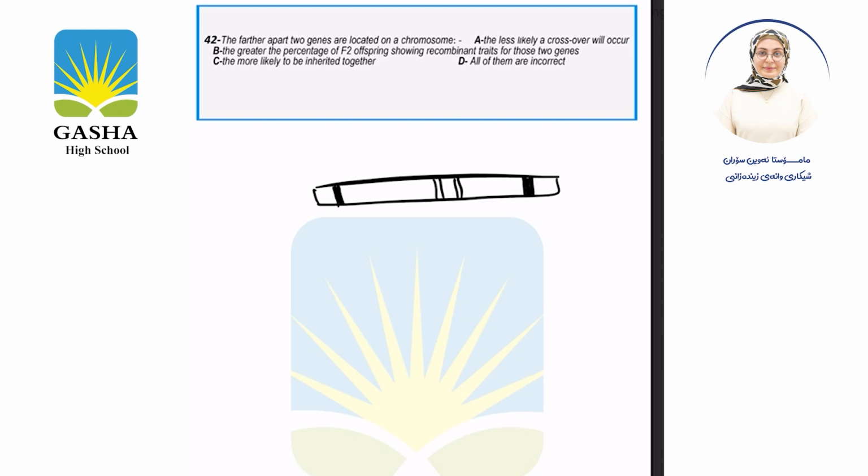B, the greater the percentage of F2 offspring that show a recombinant trait for those 2 genes. Yes, in F2, their percentage of appearance is greater, because the farther they are, the more chance for them to show up. The more likely to be inherited together is false. Are all of them incorrect? No. So the true answer is B.